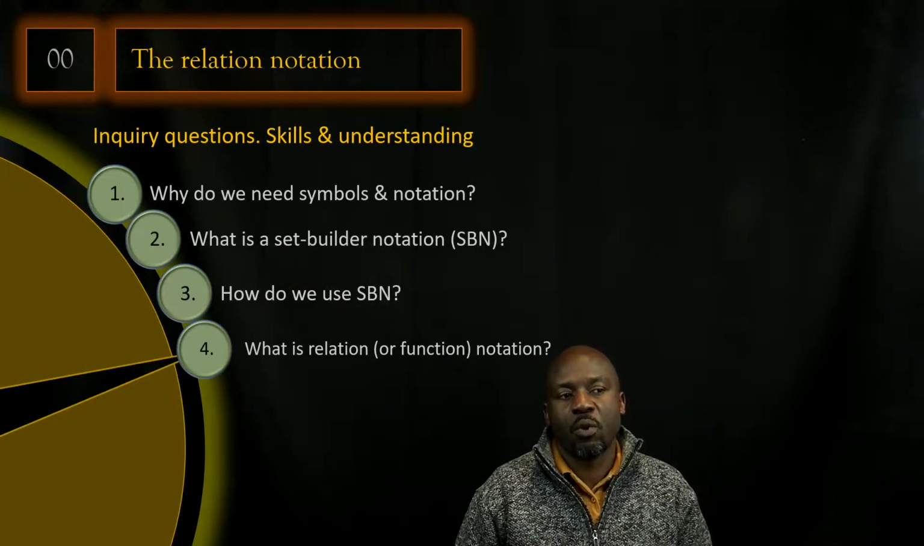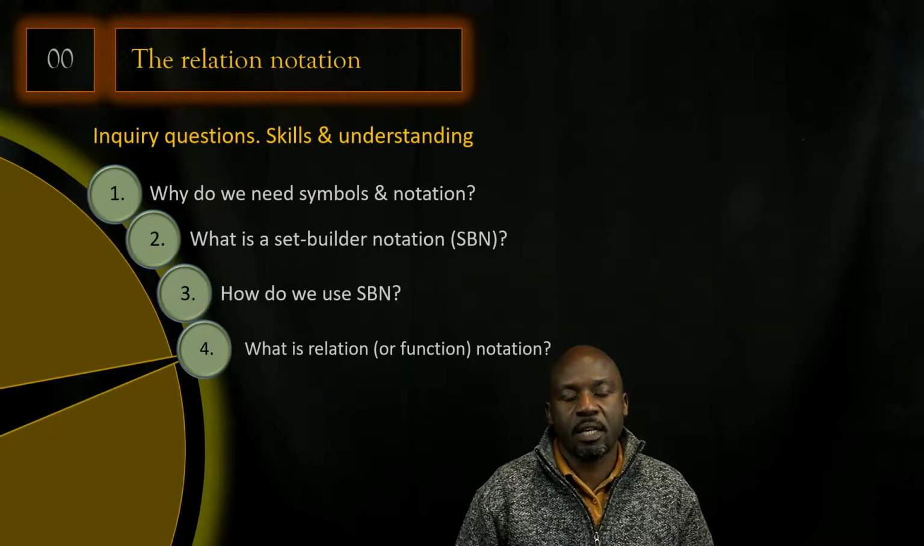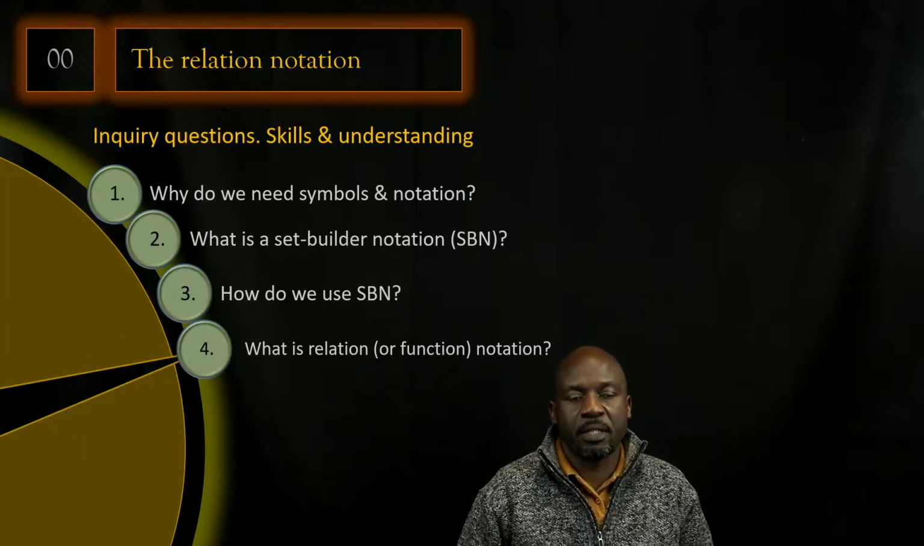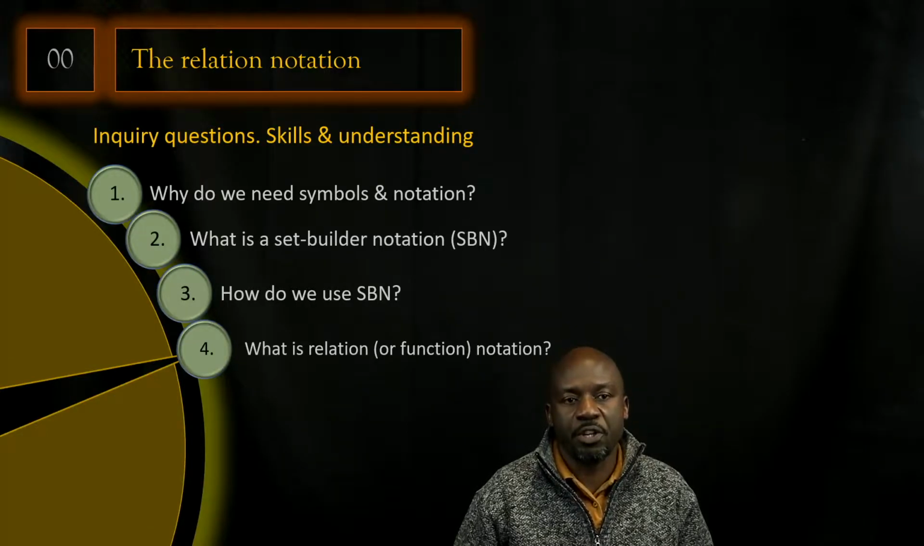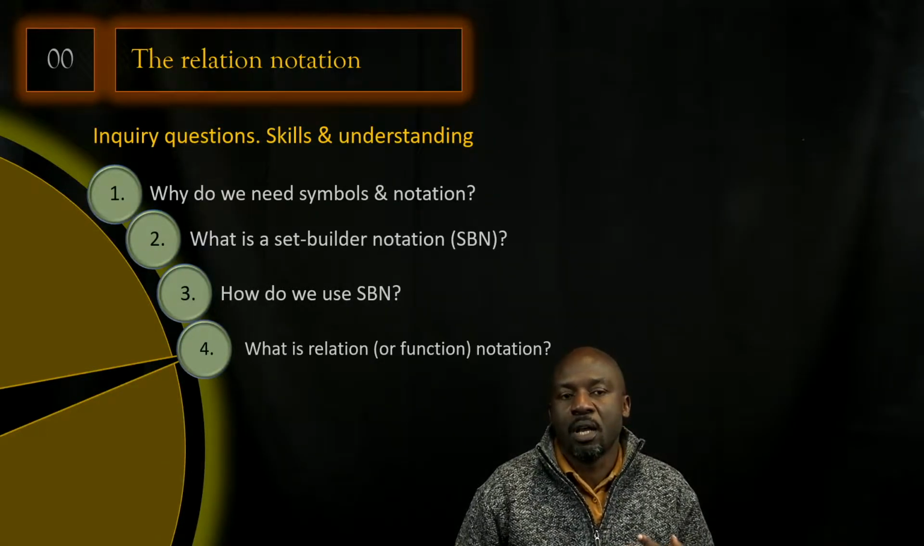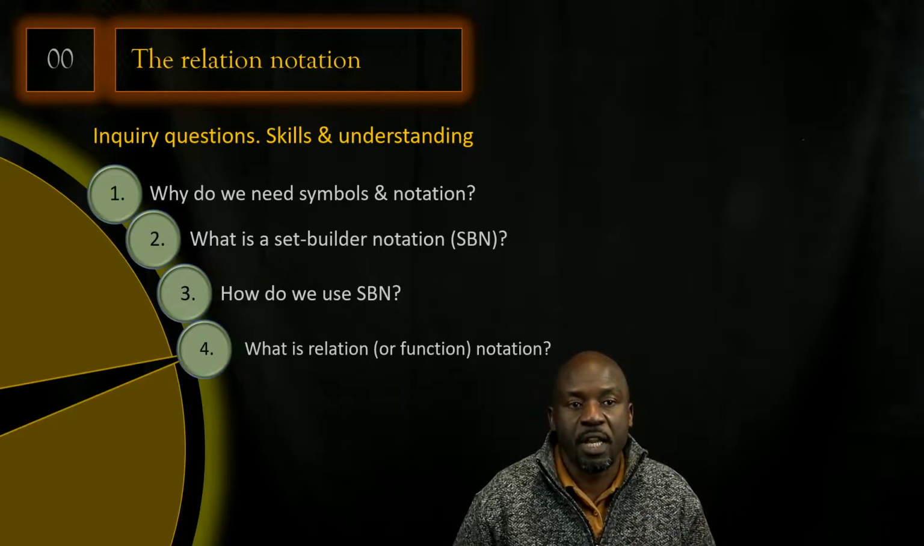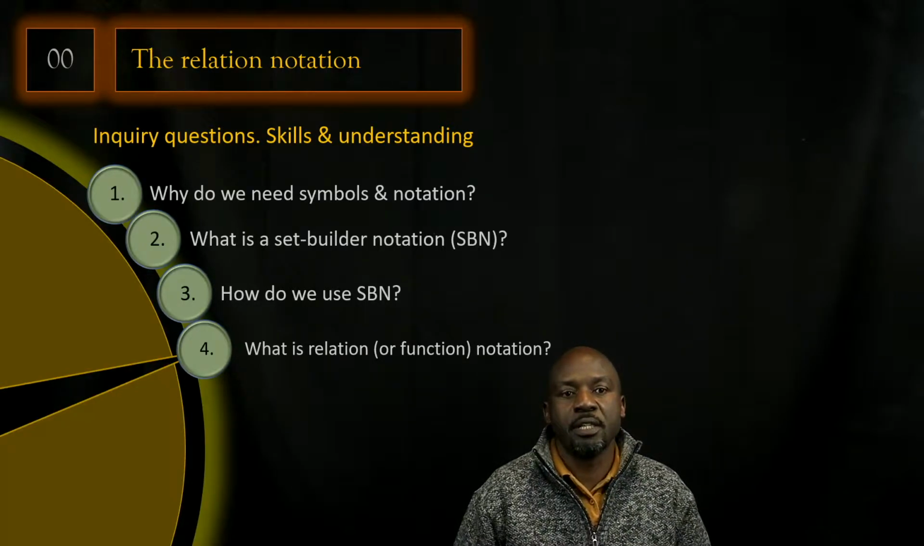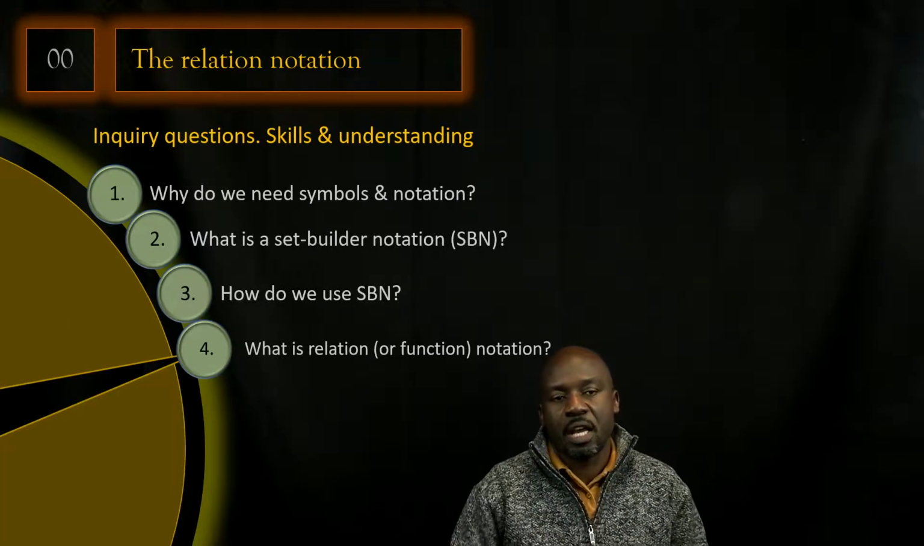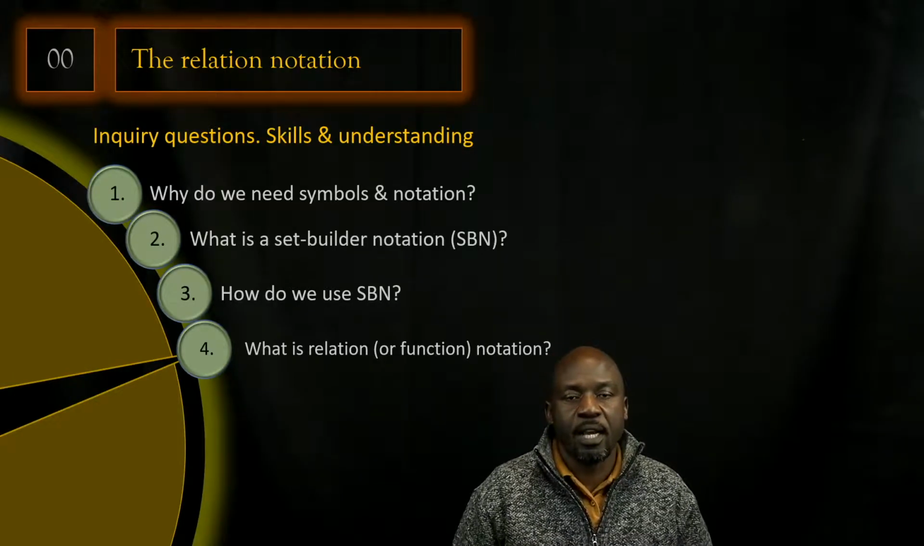Okay, so when we present a relation, we don't want to be using a graph all the time. We don't want to be using an ordered pair all the time. We don't want to use an equation all the time. We don't want to use a table. So what is a relation notation? A short form of representing a relation.